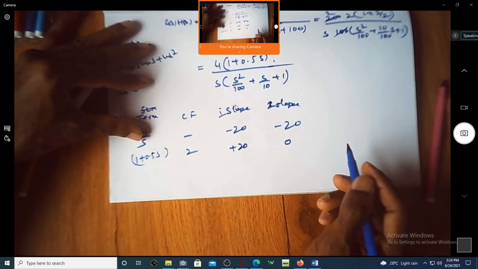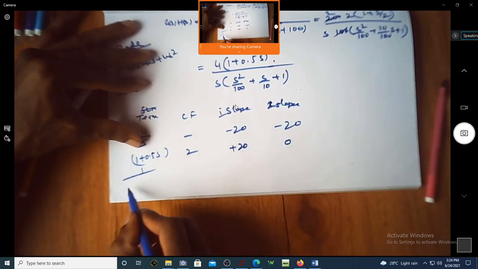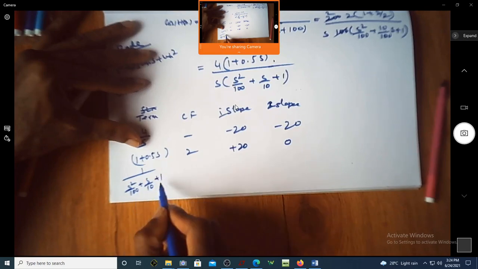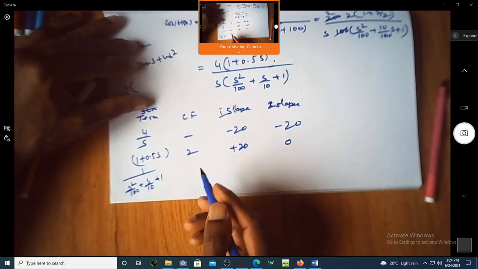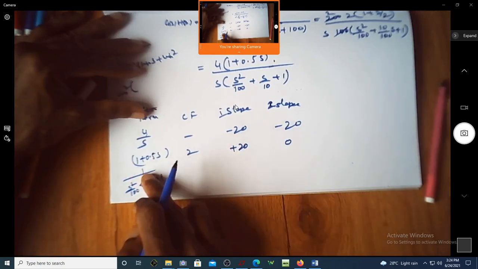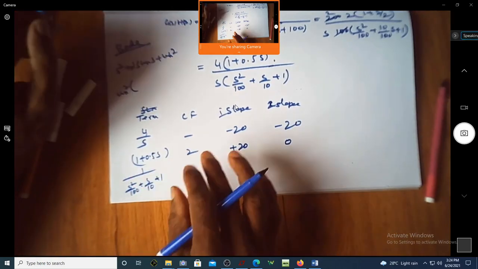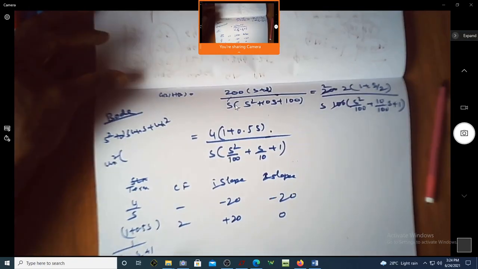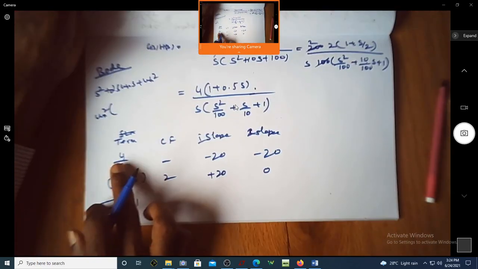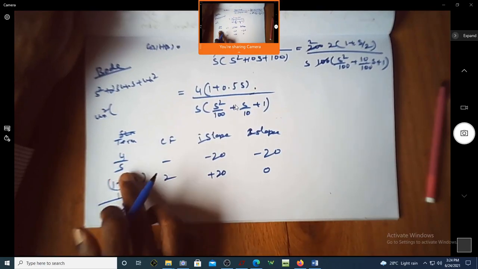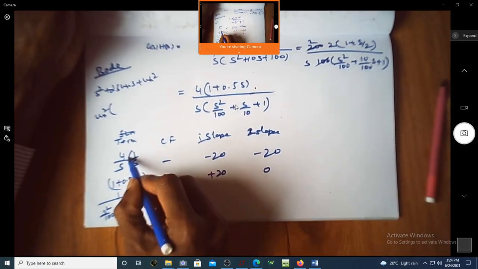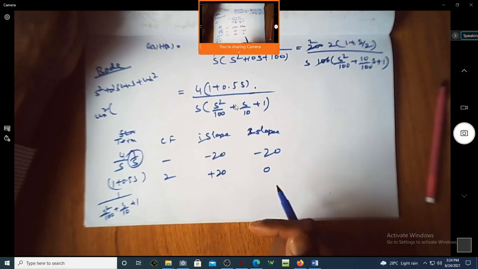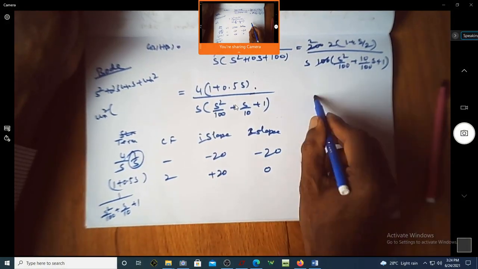Then we have a term like this: 1 over s square by 100 plus s by 10 plus 1. Correct? Yes, sir. Now, what is the cutoff frequency and what is its slope? This is the point of discussion now, because this is your quadratic term. We know the individual plot for 4 by s, or suppose you have 1 by s. What is its slope? Minus 20 dB, sir.